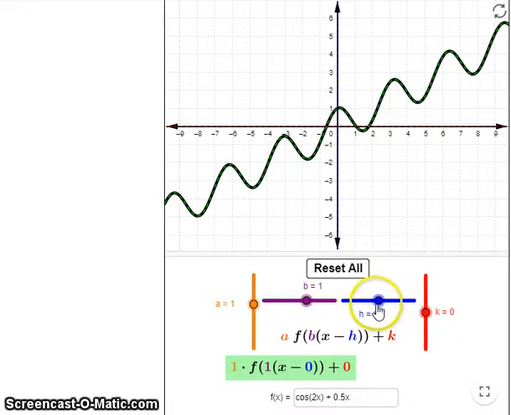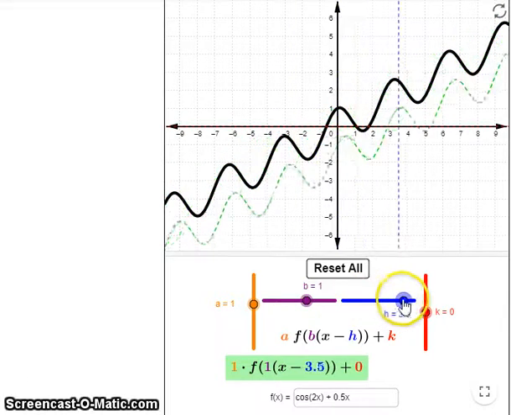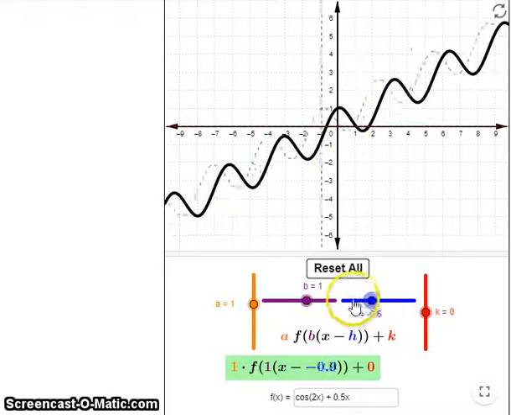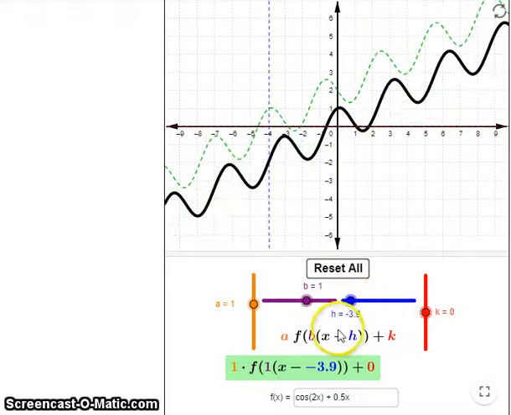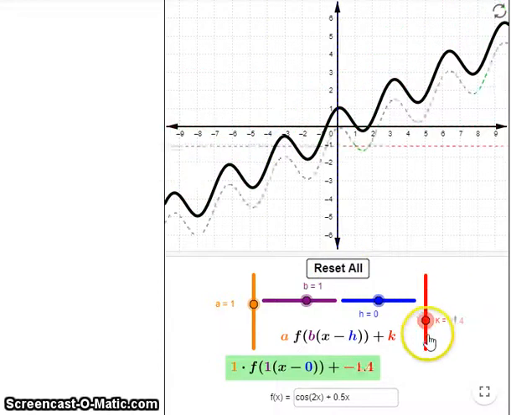H and K are our translations. So H simply moves the graph left and right. Positive values of H give us movement to the right. Negative values of H, to the left. But notice that since we're subtracting in here, the action is actually opposite of what you might expect. This would probably be written as x plus 3.9. And finally we have K, that shifts the graph up and down.